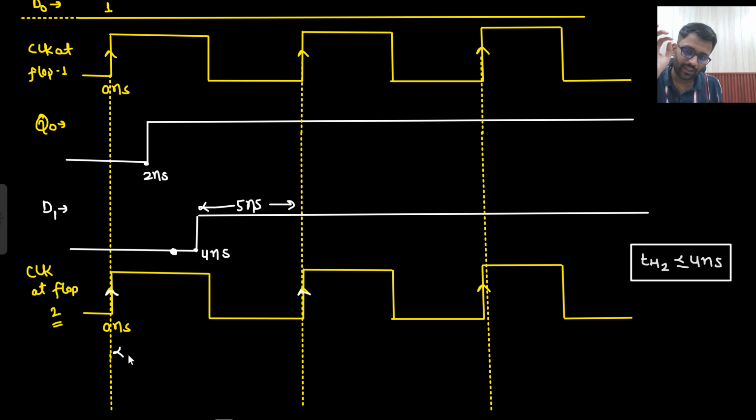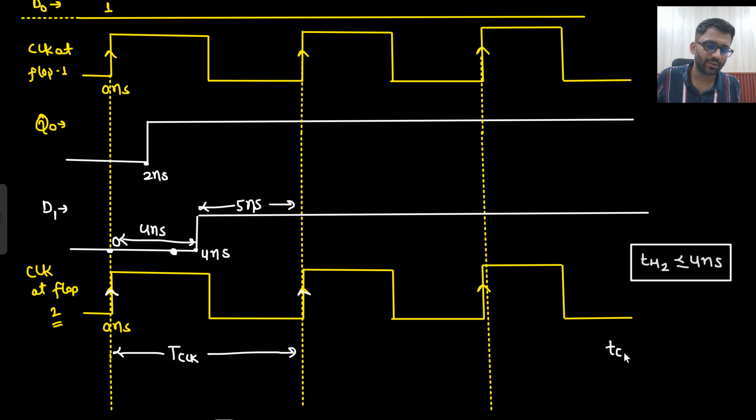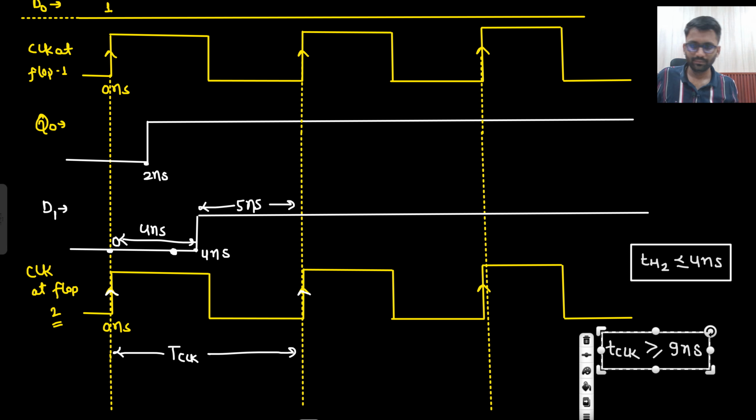So this much window is T clock. So what is your T clock? This window is 4 nanoseconds, plus 5 nanoseconds. So that will be your T clock. So my T clock should be at least 4 plus 5, 9 nanoseconds. Say yes or no. Okay, so these are the answers.